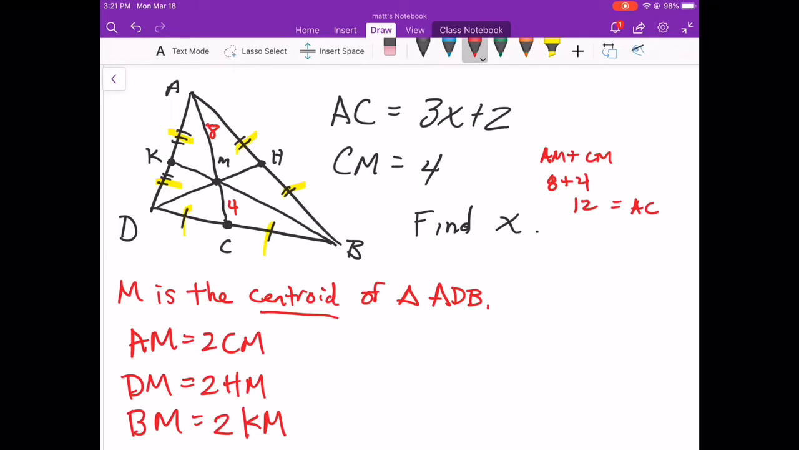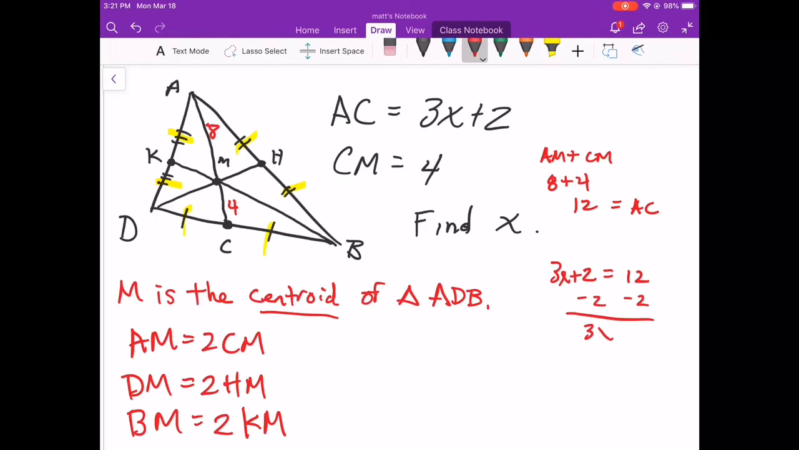Well, now that's all I need to figure out my equation to solve for x. So 3x plus 2, which is AC, is equal to 12, which we just figured out the length of. And now I'm just going to solve. Subtract 2 from both sides. 3x is equal to 10. Divide both sides by 3. And x is equal to 3 1/3, or 3.3333, repeating.